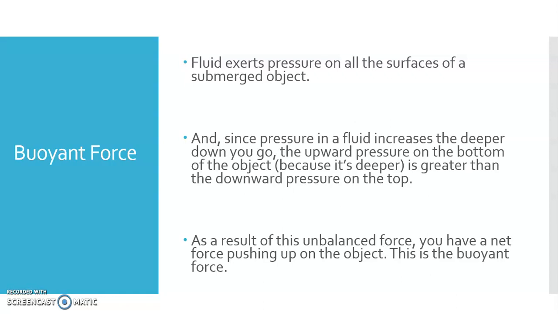top, bottom, sides. And since pressure in a fluid increases the deeper down you go, right, because there's more water on top of you, the upward pressure on the bottom of the object, because it's deeper in the water, is greater than the downward pressure on the top. So then you have an unbalanced force. And we learned about unbalanced forces in the last unit. When you have an unbalanced force, you have a net force, in this case, pushing up on the object because the greater force is on the bottom. And this is the buoyant force.